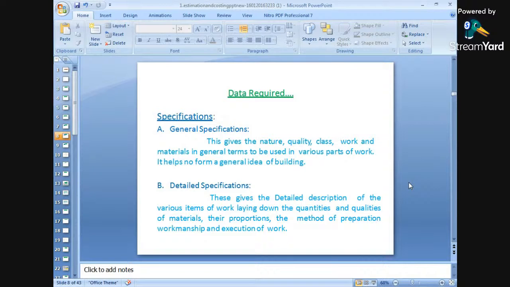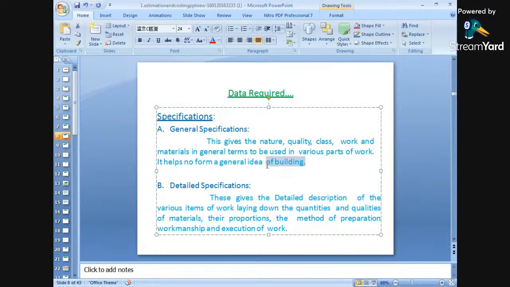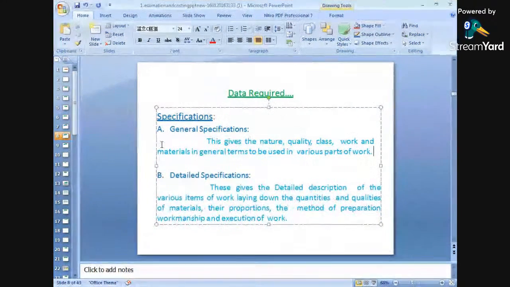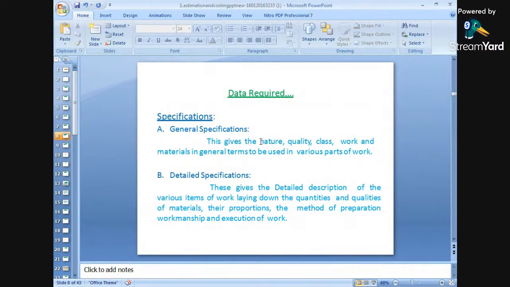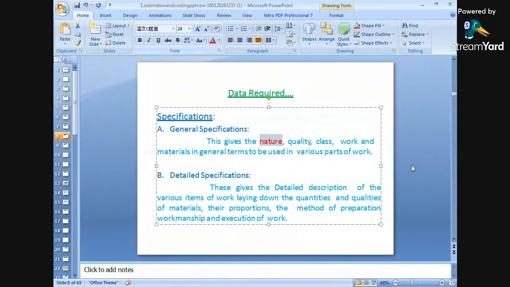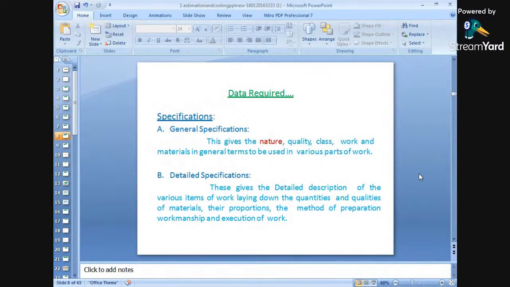This gives the nature, quality, class, work, and materials in general terms to be used in various parts of work. It helps to form a general idea of a building. That means we can find out the nature of work with the help of qualities. With the help of these quality checks, we can find out the particular type of work. That means what will be the nature of work, whether it is PCC work, whether it is DPC work, whether it is the earthwork and excavation work. What is the nature of work?